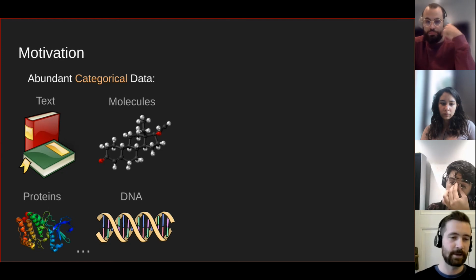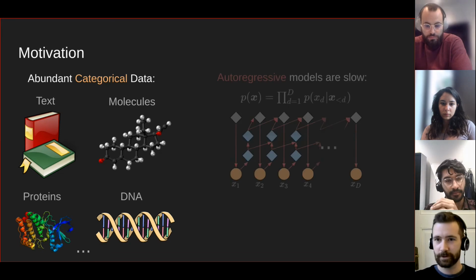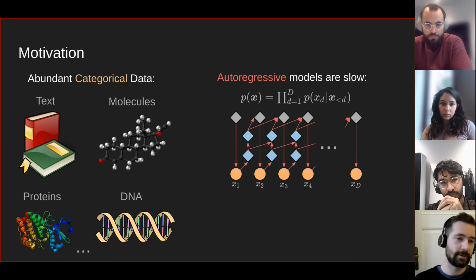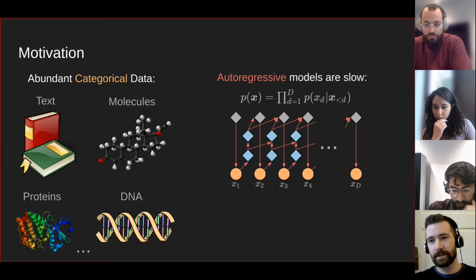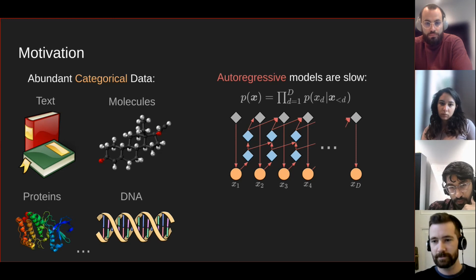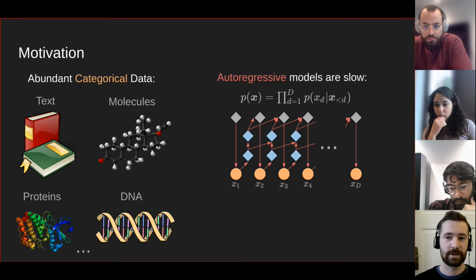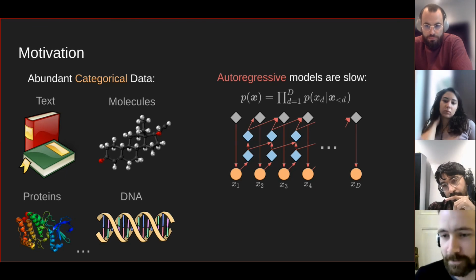You can think of many more types of data, but there are lots of important types of categorical data. On the other hand, the typical models for these types of data are autoregressive models, and they are slow. They are defined by decomposition of the dimensions in some ordering, and then you typically use conditional categoricals for each dimension, parameterized using, for example, an LSTM, or now popularly transformers. GPT is an example of this for text data.